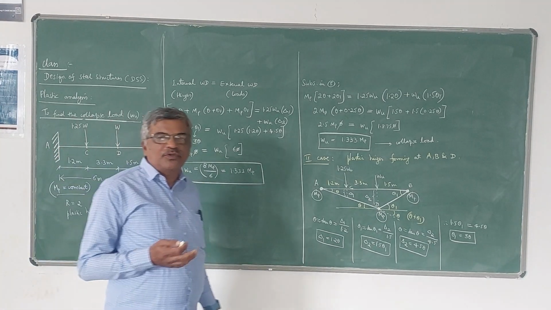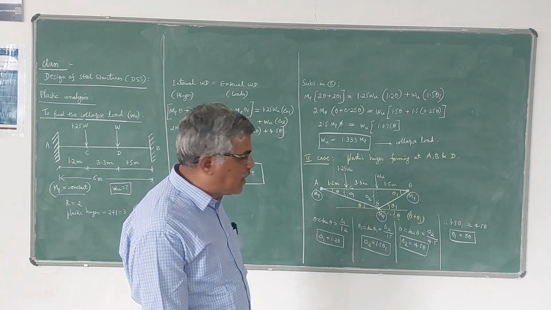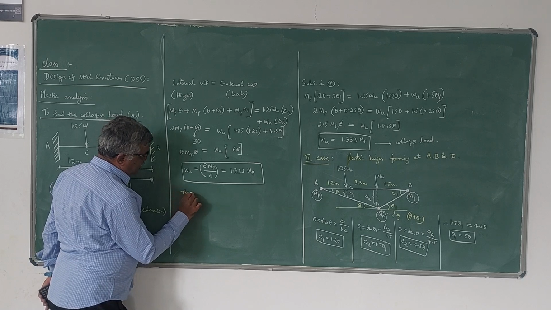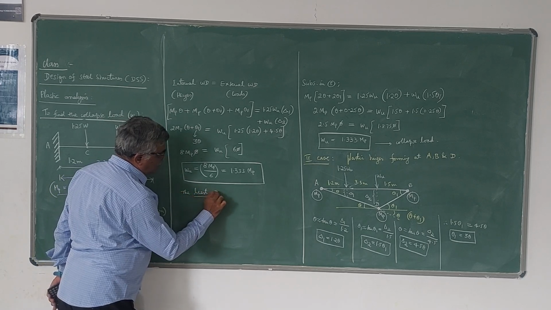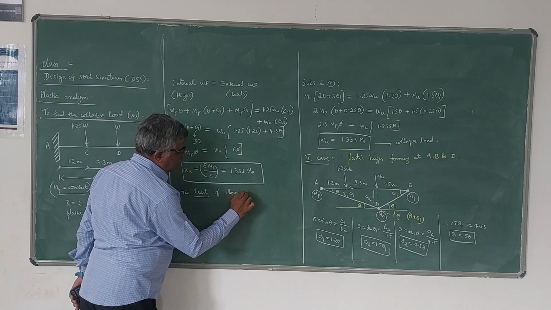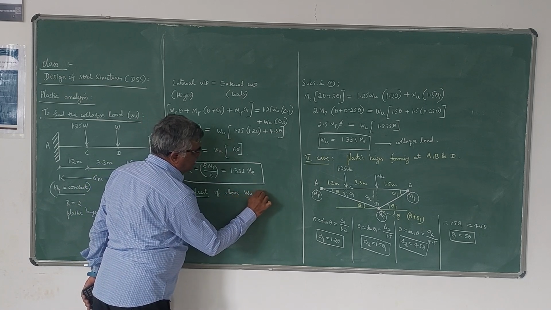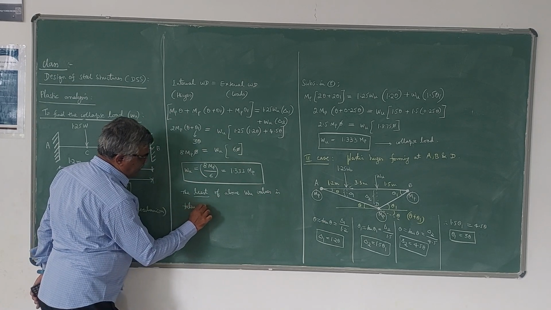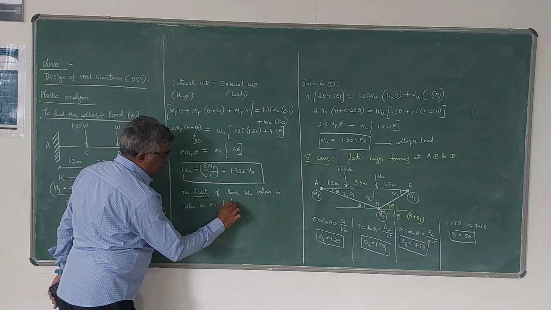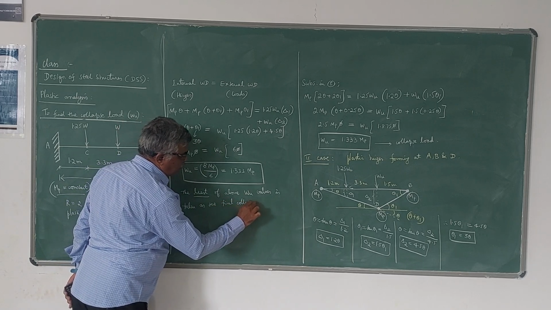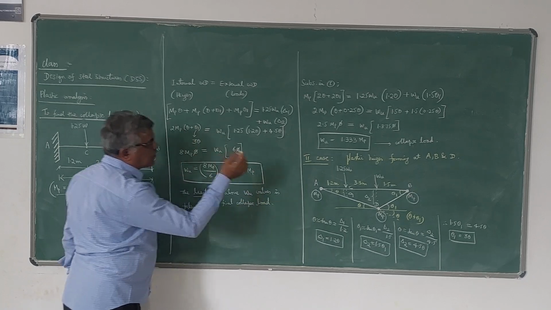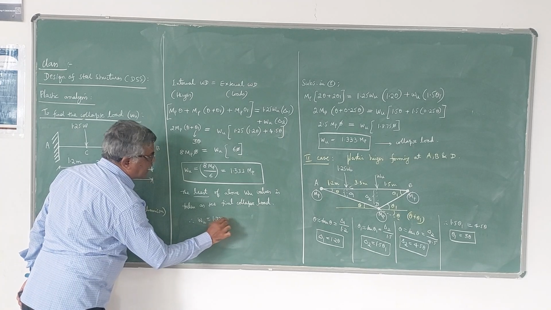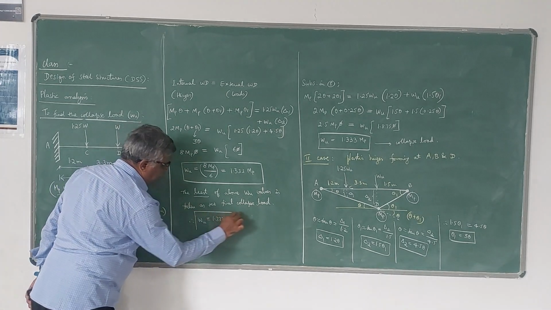Suppose if you get different values, the least value, the lower value, the minimum value is taken as the WU. So I will write here: the least of the above WU values is taken as the final collapse WU. Of course, in this case, we are getting both the values equal. Therefore, WU is equal to 1.333 MP. So this is the final answer.